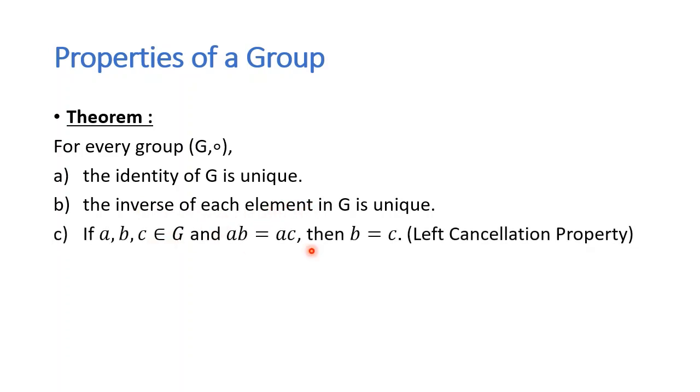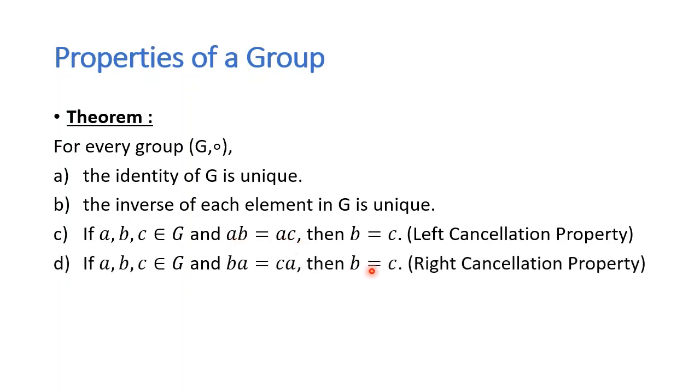Third one, the left cancellation property. If for any three elements A, B, C in G, AB equal to AC holds, then B is equal to C. That is, if the left side element is the same, then it can be cancelled. Similarly, the last one, the right cancellation property, states that if A, B, C are elements in G which satisfy BA equal to CA, then the right side element can be cancelled, which results in B equal to C. So we shall see the proofs of these four properties of a group.